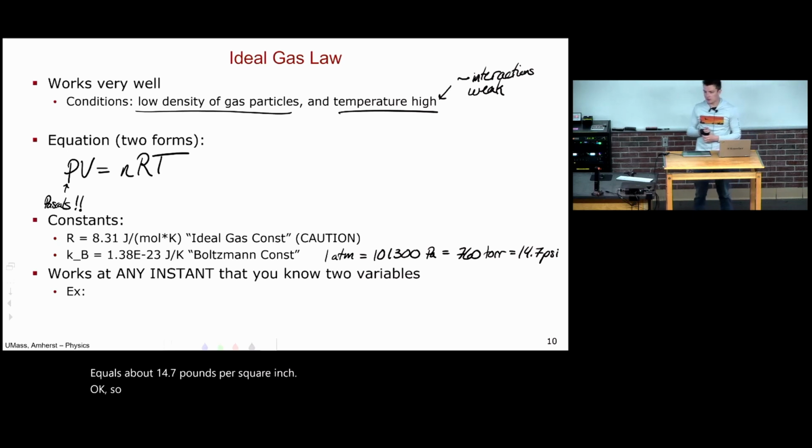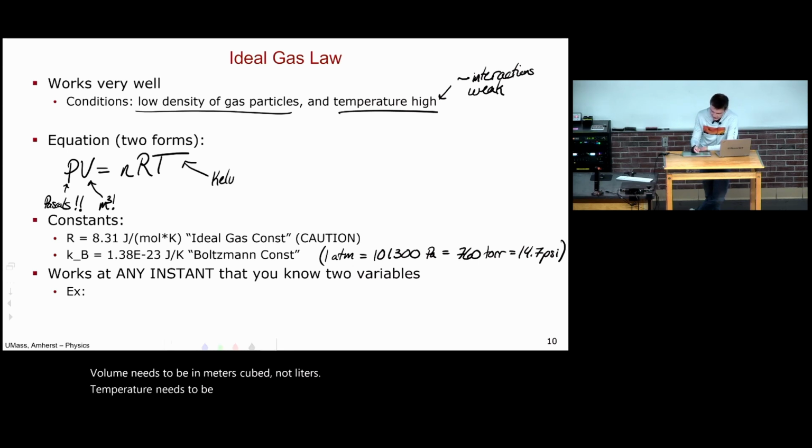Again, a lot of non-standard units going on. Pressure seems to be especially horrible. Volume needs to be in meters cubed, not liters. Temperature needs to be in Kelvin, not Celsius. This is a very, very big one. I'll actually box it in red because it's the most common mistake.